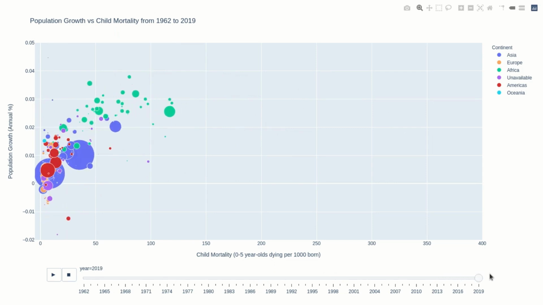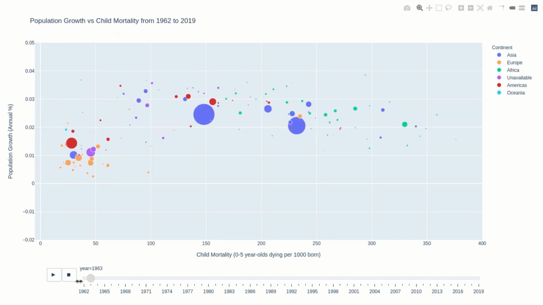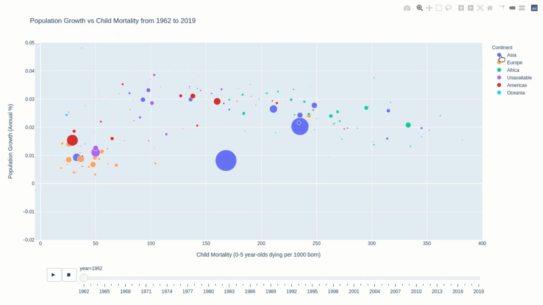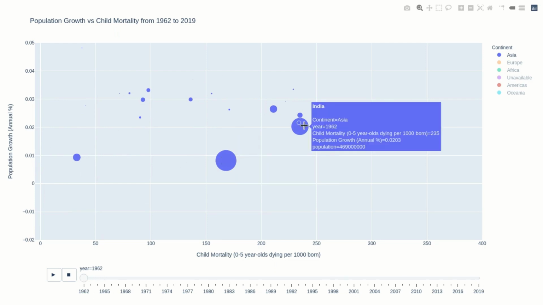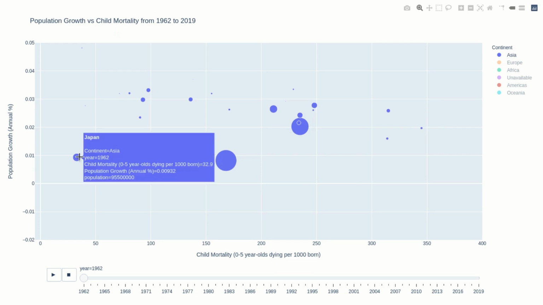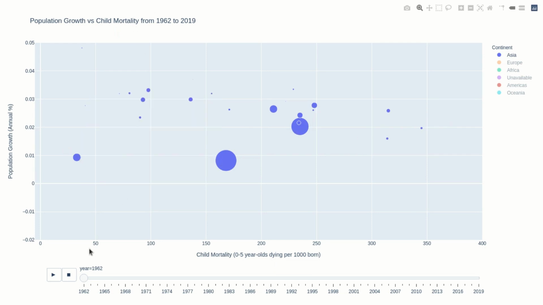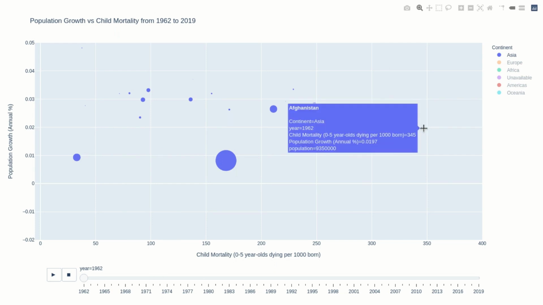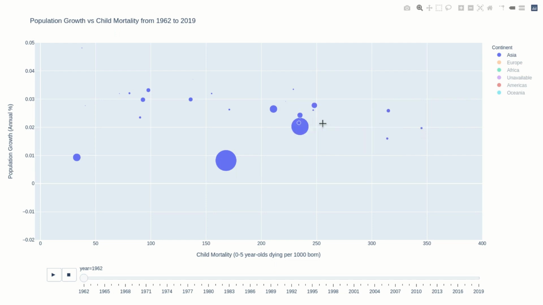Now let's have a look at just the continent of Asia. So here we can just double click on Asia. Now we have just the countries of Asia. We have China here, India. Japan is doing really well in 1962, which is the year now. And Afghanistan is the worst in terms of child mortality in 1962.